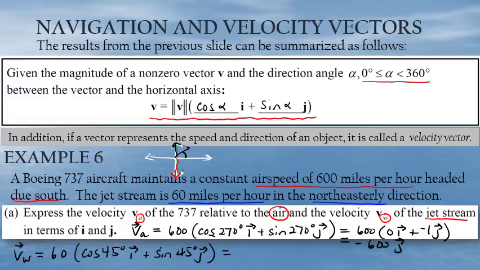And if I simplify this, I think I get, well, 45 degrees, I'm going to get root 2 over 2. So 60 times root 2 over 2i plus root 2 over 2j. And if I simplify that, I get 30 root 2i plus 30 root 2j. Now, that's a great answer. If you want, you can get a decimal approximation to that problem. And I think we're going to continue this on the next slide. So I'll go ahead and put the decimal approximation on the next page.